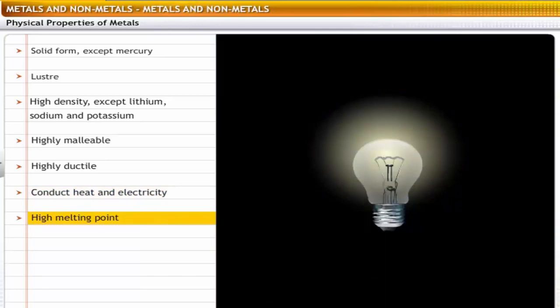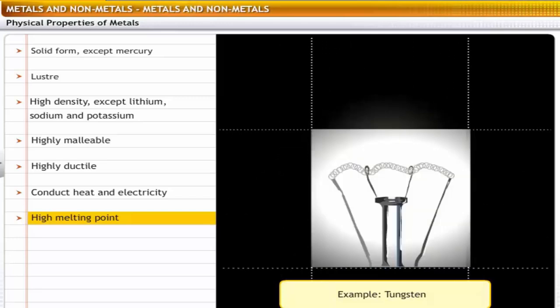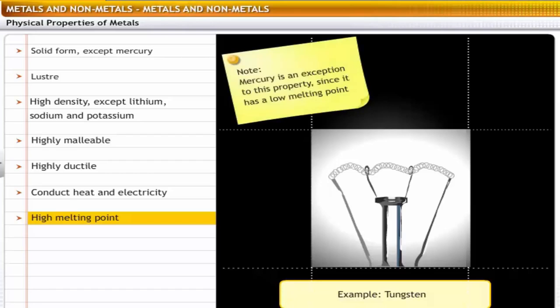Metals have high melting points. For example, tungsten has a high melting point due to which it is used in bulb filaments. Mercury is an exception to this property since it has a low melting point.